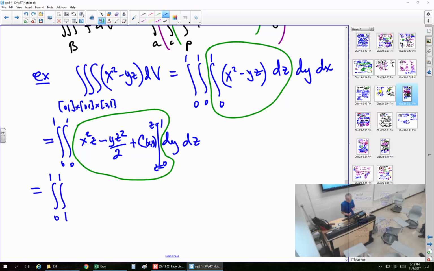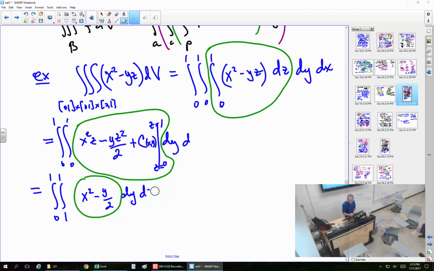Okay. So I plug in 0 and 1 for z. So I'll have x squared minus y over 2, and then I'm done. dy dz, right? Wouldn't it just be y over 2 instead of y squared? Yeah, thank you. Y over 2. Shouldn't it be dy dx instead of dz? Yeah, thanks. dy dx. Oops, okay.